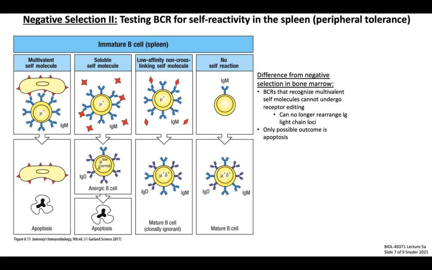Lastly, transitional B cell clones that do not bind to any self-antigens in the spleen represent clones that exhibit both central and peripheral tolerance. These clones are the ones that will make up the functional pool of mature B cells that can be used to recognize and respond to foreign antigens.